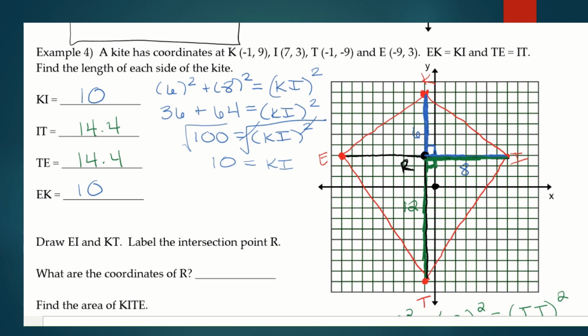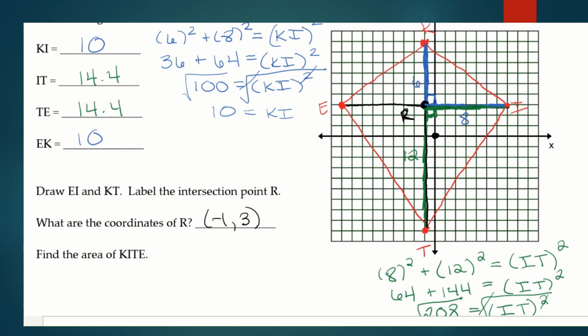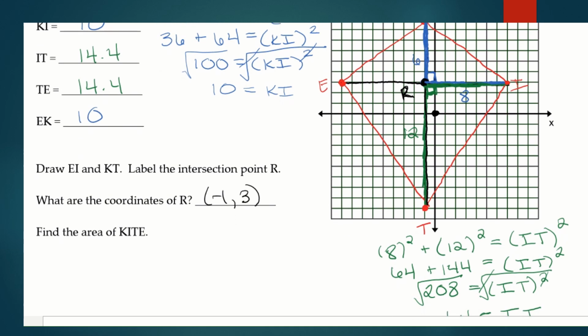It asks what's the coordinate of R. Looking at our origin, and this is why I wanted to put in our origin here, R is located at -1, 1, 2, 3. Now we're going to find the area of the kite. Okay, we can do that. In order to find the area of the kite, I'm going to use all of these triangles that we drew in to help us figure this out.